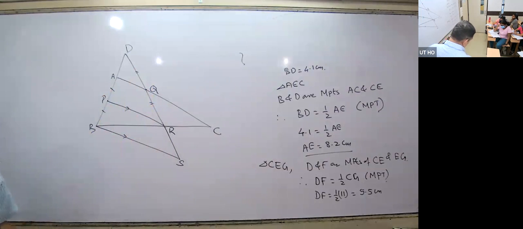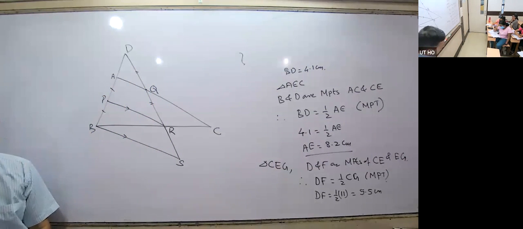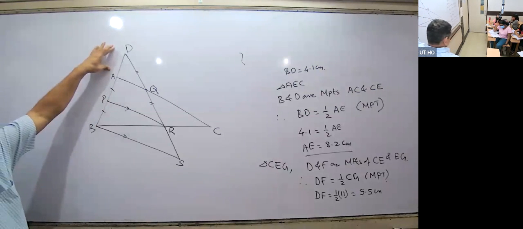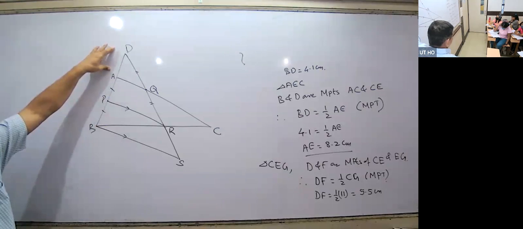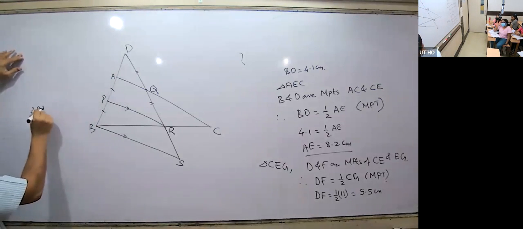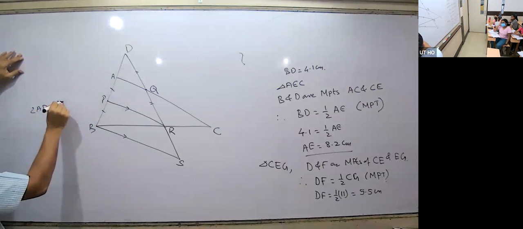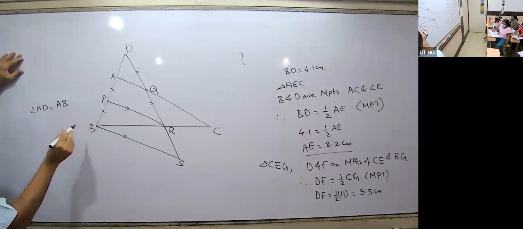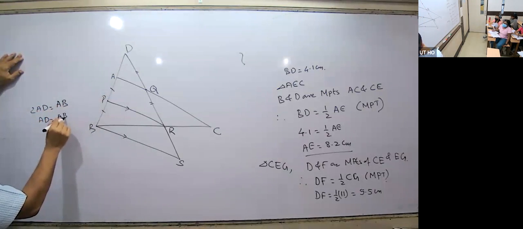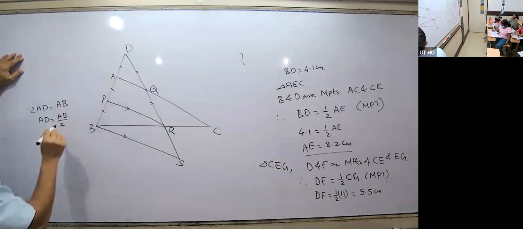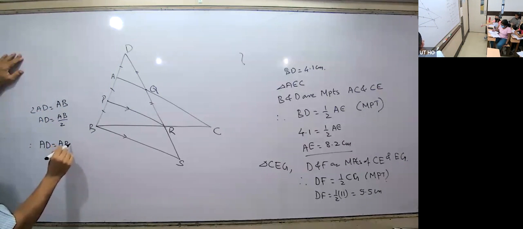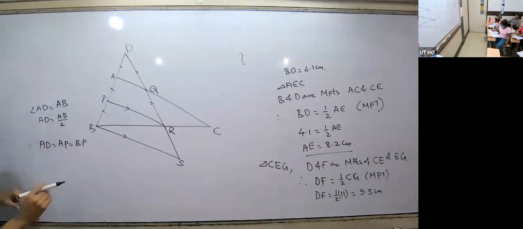And one more condition is given. PR is parallel to BS. First statement you read: 2AD is equal to AB. That means 2AD is equal to AB, yes or no? Yes. That means AD is equal to AB upon 2. That means all these are also equal. Therefore, AD is equal to AB is equal to BP. All three are equal.